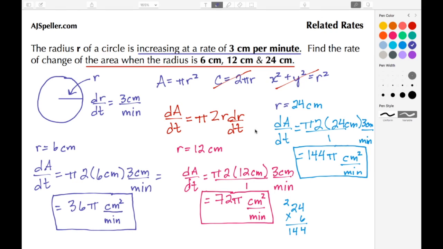ajspeller.com. In today's tutorial, we're going to use technology to verify and model the results of a related rates problem.